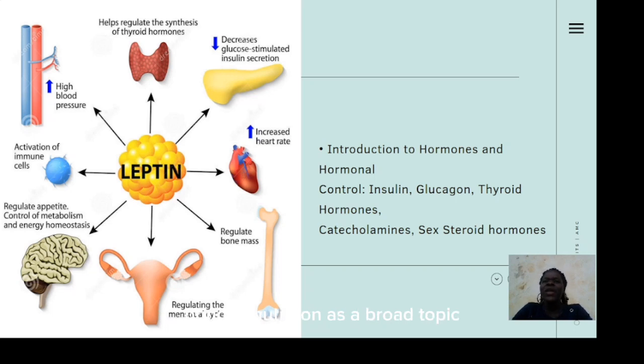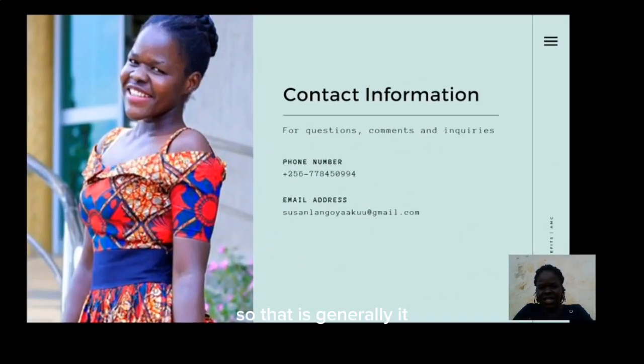And then we shall also bring in nutrition as a broad topic. Like you talk about malnutrition, overnutrition, and undernutrition. Under overnutrition, we shall talk about obesity, certain diseases like diabetes. And then under undernutrition, we talk about marasmus, kwashiorkor, those diseases that come with the abnormality in nutrition. So that is generally it.